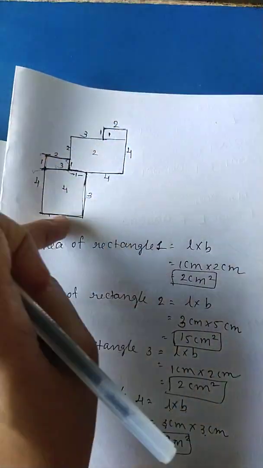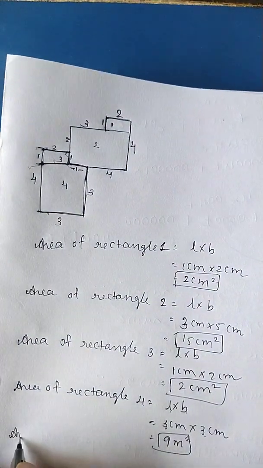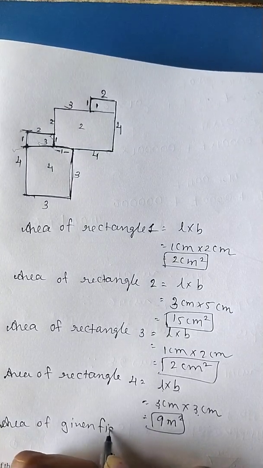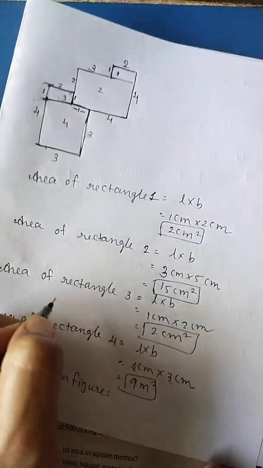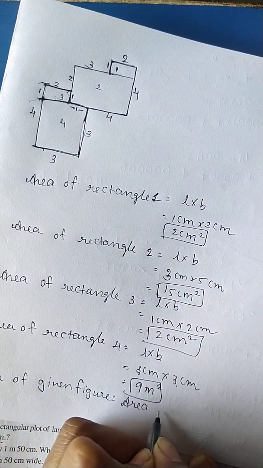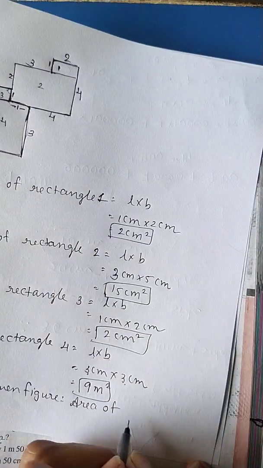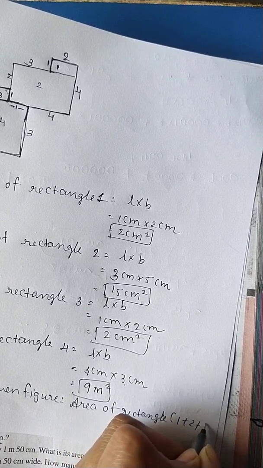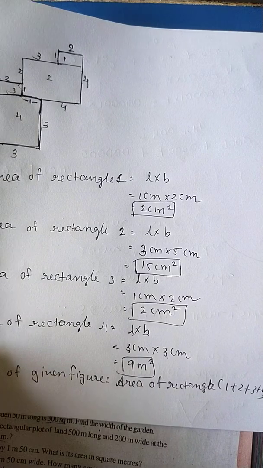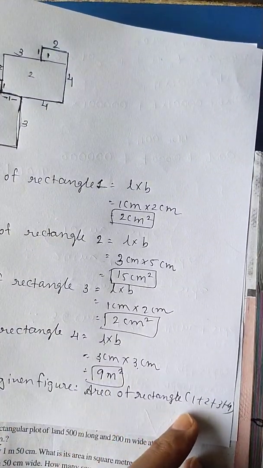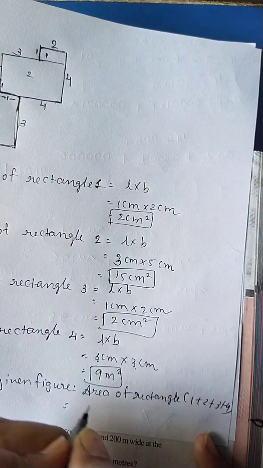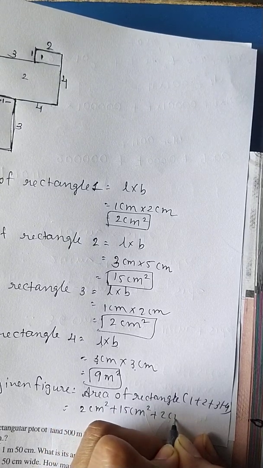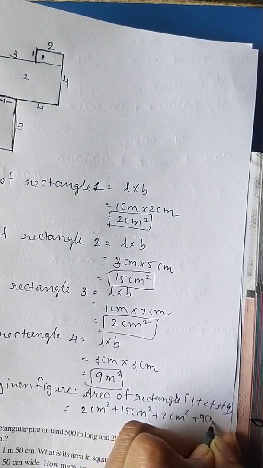Now we have to find the area of the given figure. What you have to do? Write area of given figure is equal to area of rectangle 1 plus 2 plus 3 plus 4. Understood? Area of rectangle 1 plus 2 plus 3 plus 4. What is of 1? 2 centimeter square, 15 centimeter square, 2 centimeter square, and then 9 centimeter square.